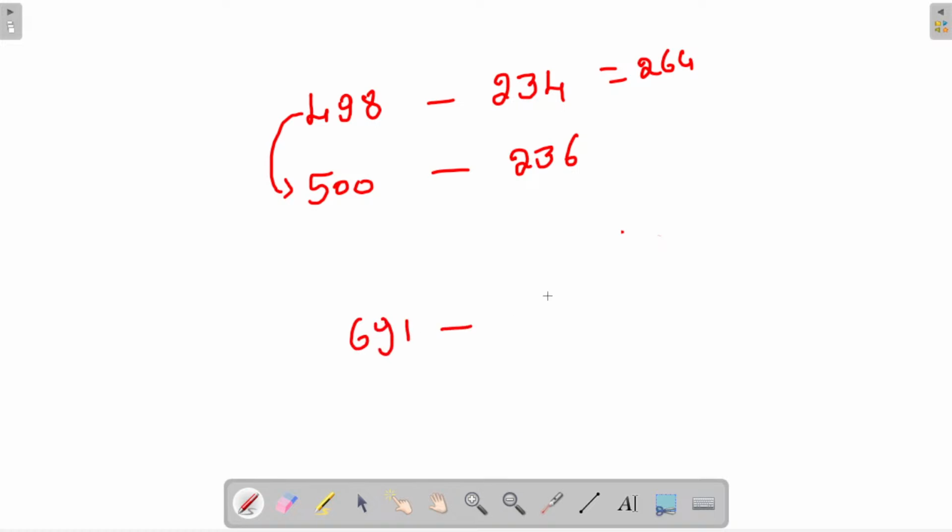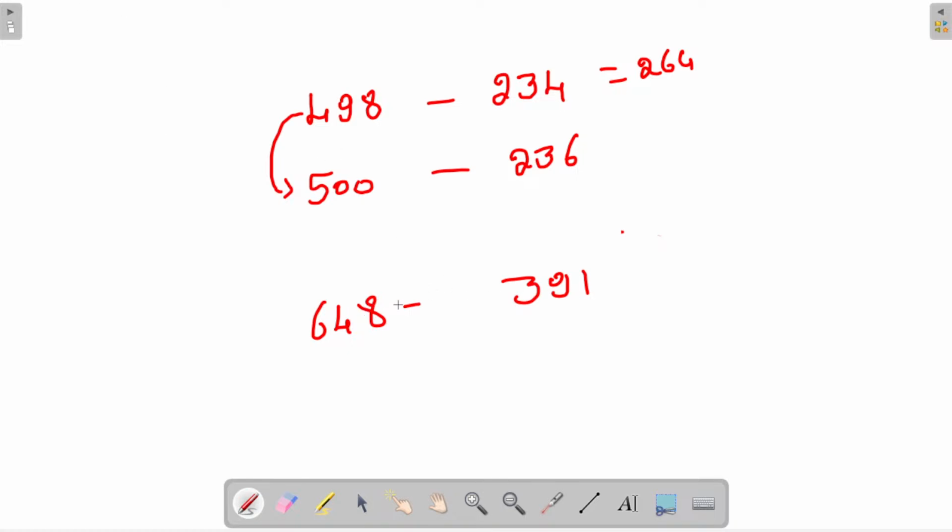For example, I need to subtract 648 minus 391. I can increase this number by 9, and here also I can increase 9. That is one way. But instead of doing that, I will use another method.